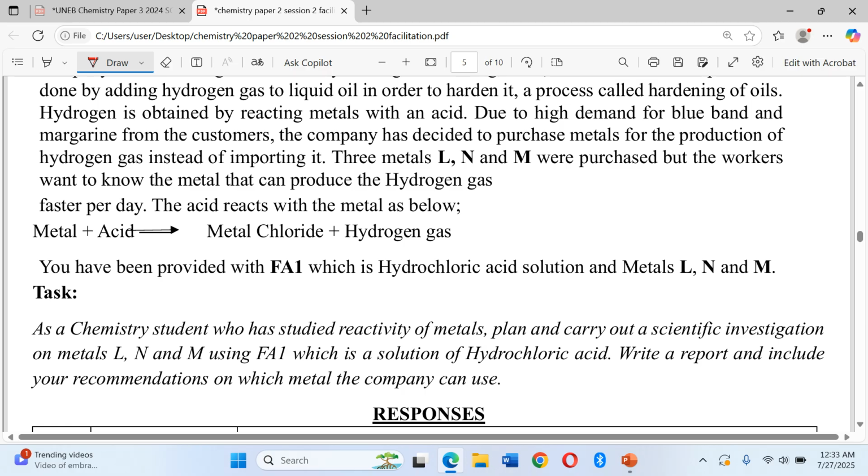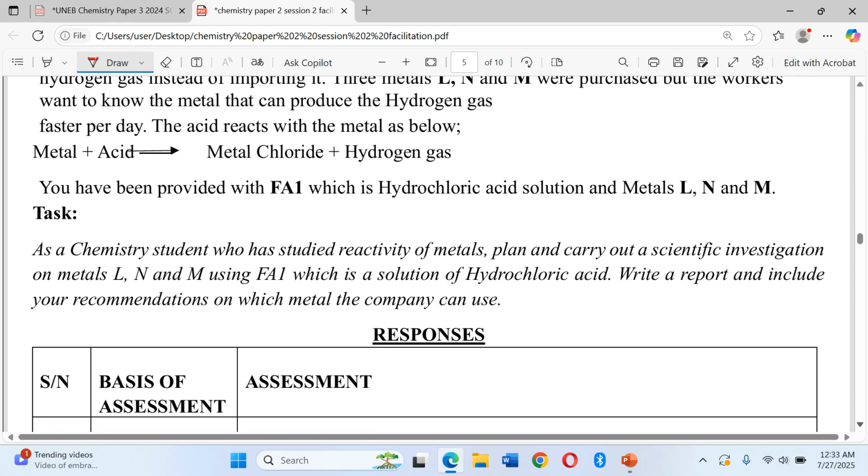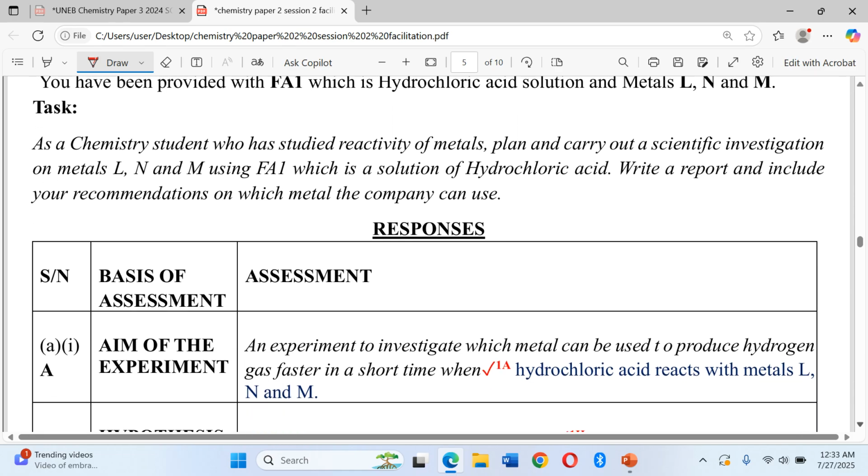I think this question was very clear to us, and from this task you can generate the aim of the experiment. And then you can also get to know the variables, and we shall also be able to get down the hypothesis and all the preliminary work, or the planning phase. Let's start with that. Number one, we need the aim of the experiment.